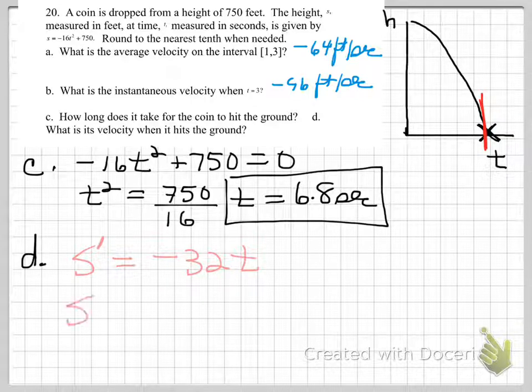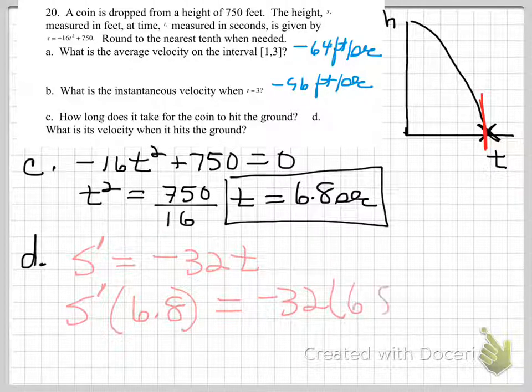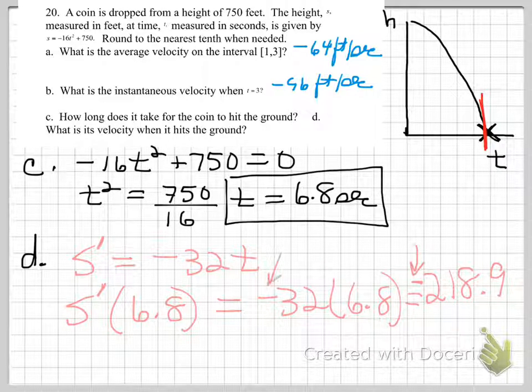So I want to know what is the velocity at the time it hits the ground, and that time is 6.8 seconds. So that's negative 32 times the 6.8, and that gives me a velocity of 218.9 rounding to the nearest tenth, and oh, this is negative, by the way, so it has to be negative. So negative 218.9, and give me units, feet per second. Alright, so that problem is done.